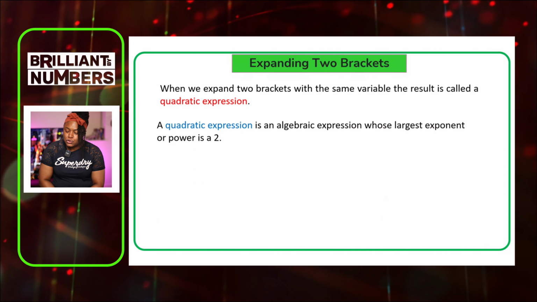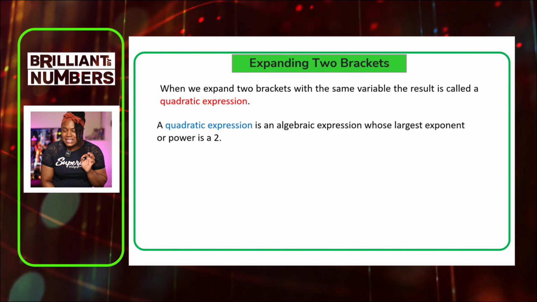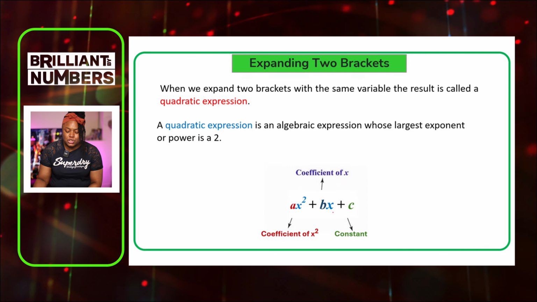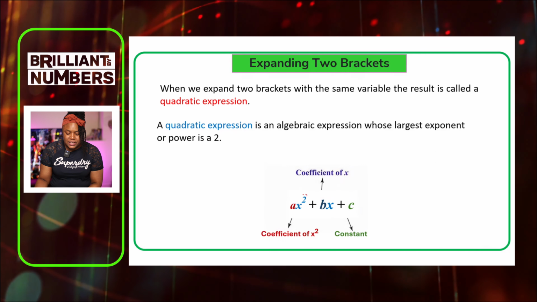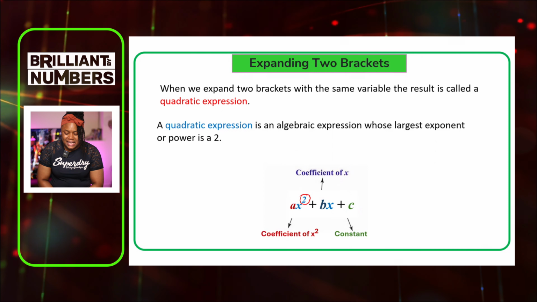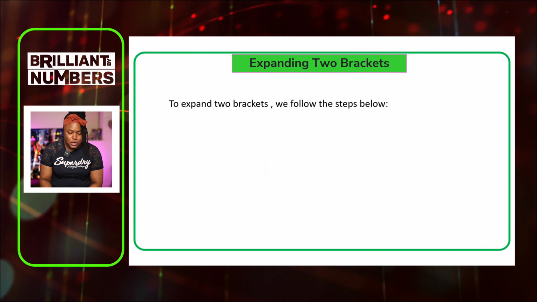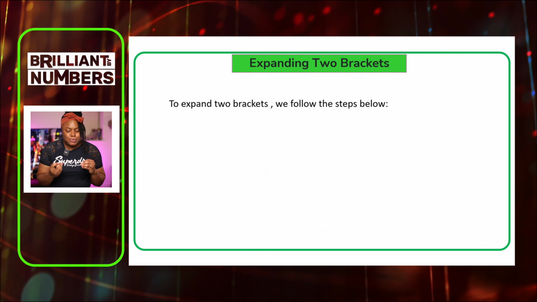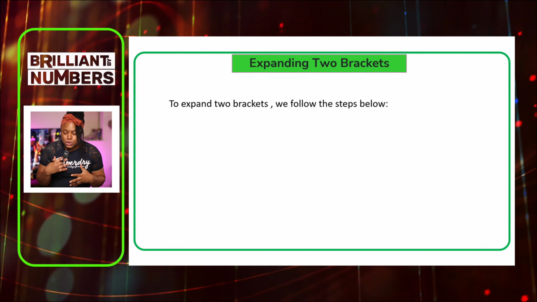A quadratic expression is an algebraic expression whose largest exponent is a power of 2. So once an algebraic expression has a square term and the square term is the highest power, it is a quadratic. If you look here, I've got ax squared plus bx plus c. Because this 2 here is the largest power, we've got a quadratic expression. Beautiful.